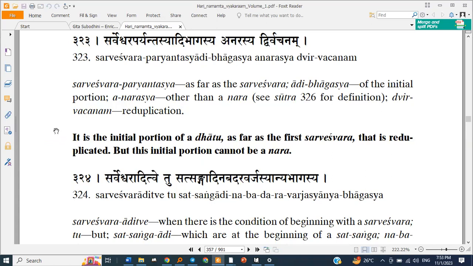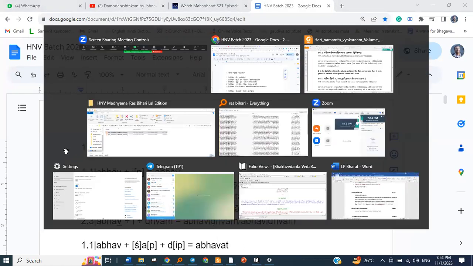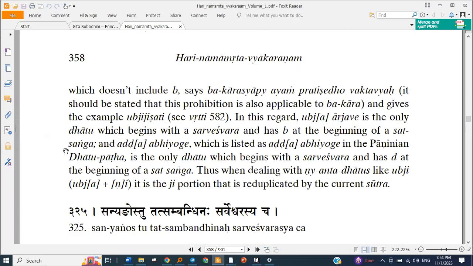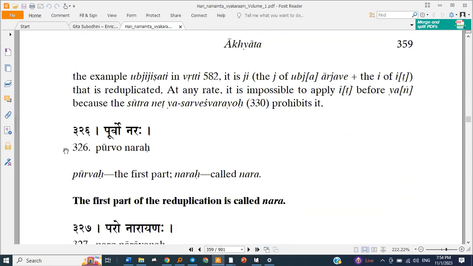So this sutra, 323, says it is the initial portion of a dhatu as far as the first Sarveshwara that is reduplicated, but this initial portion cannot be a nara. So, like here, bhu dhatu is there, until the first Sarveshwara, that is bhu. So here we reduplicated the whole thing. Sutras 324 and 325 we will study ahead. So reduplication is done.